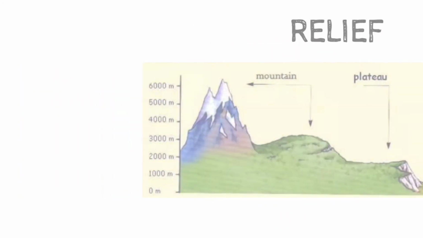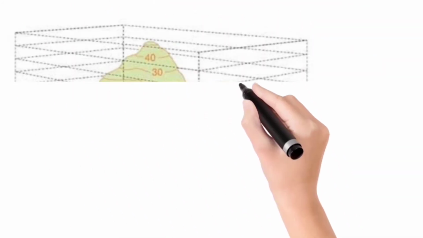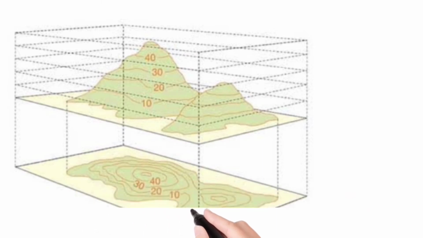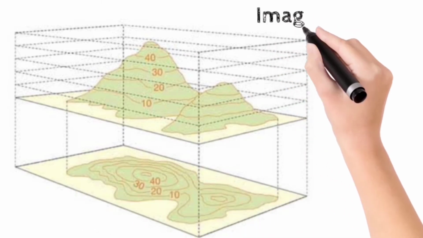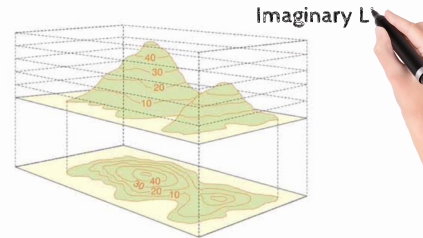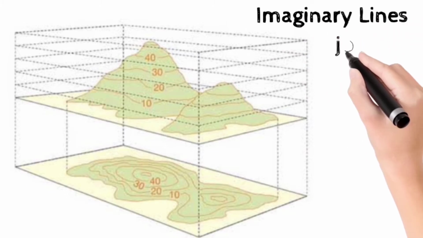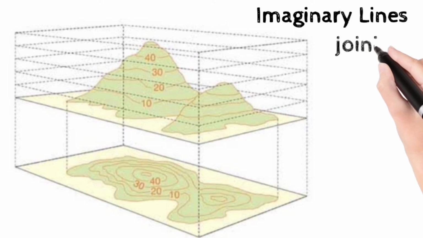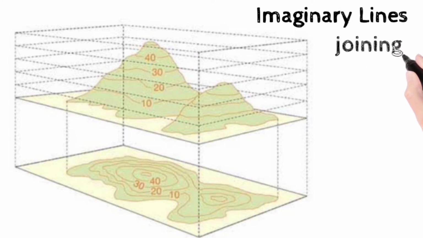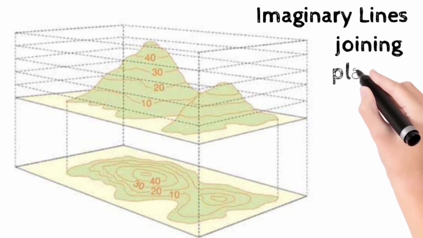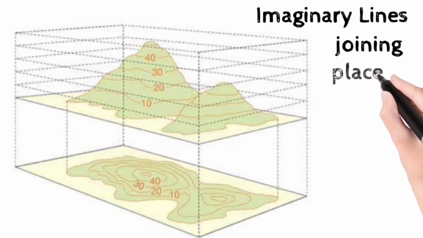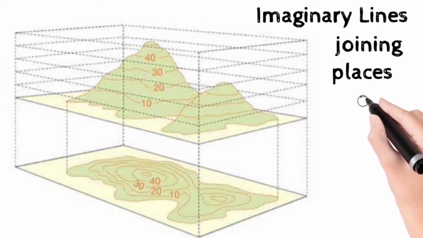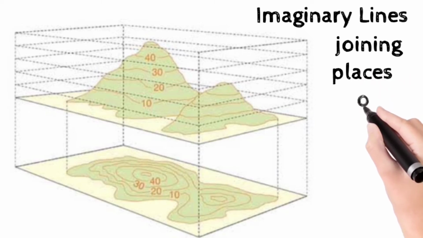mountains, plateaus, plains, etc. So in order to show the three-dimensional features like mountains and plateaus on a two-dimensional map, we need to use contour lines, which are imaginary lines joining places having the same height or elevation from the sea level. And here is a visual presentation of relief features with the help of contour lines, which we call a cross-section of contour lines.